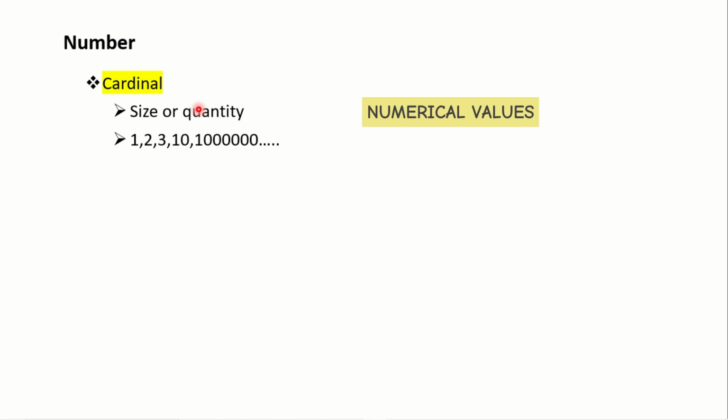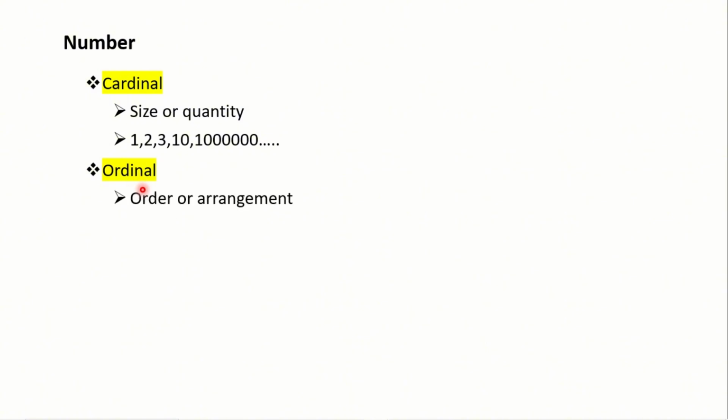Then the other type or characteristic that we have is the ordinal. Ordinal, we can extract the word order here, right? So it means, in itself, it is the order or arrangement. For example, it is the first, second, third, fourth, and so on and so forth.